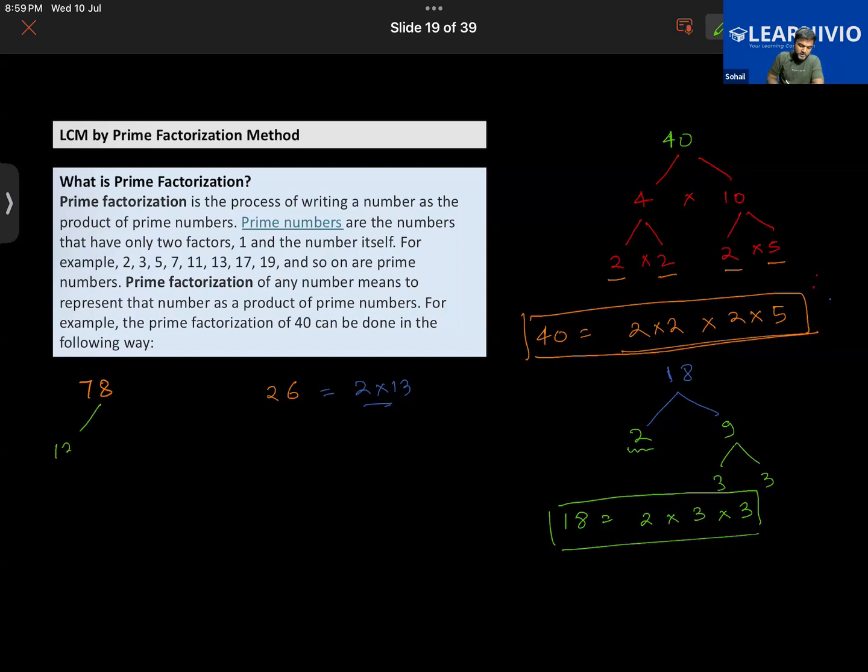78 we can write as the product of 13 and 6. 13 is a prime number, no need to do anything to this number. 6 is not a prime number, so you have to break it into the product of two prime numbers, 2 and 3. Now all these numbers are prime numbers. So the prime factorization of 78 is 2 times 3 times 13. Got this now?